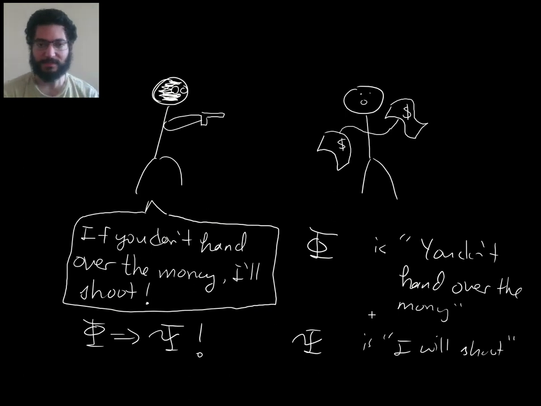So if that sounds a little bit ridiculous to you, think about it this way. Think about it as though the mugger is just being very literal. He says, if you don't hand over the money, I'll shoot. Then he shoots you after you hand over the money, and then he says, I didn't say I wouldn't also shoot if you do hand over the money. I just said if you don't, then I'll shoot. I might shoot in either case.